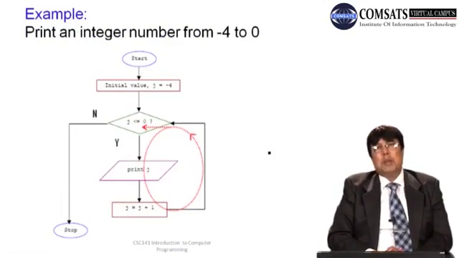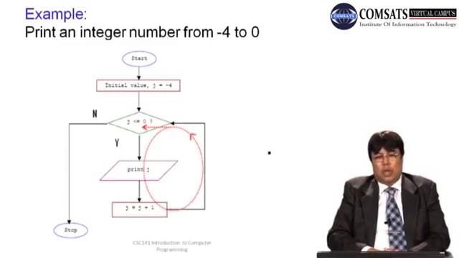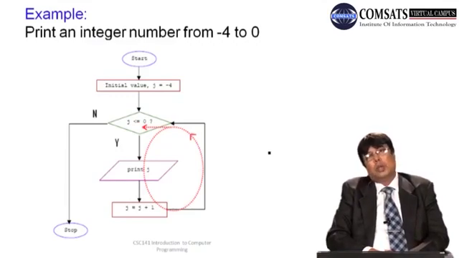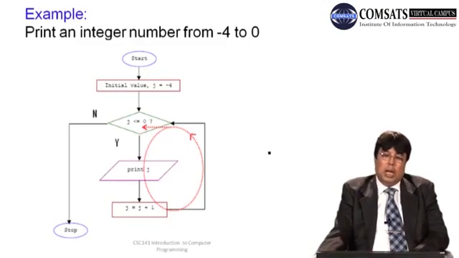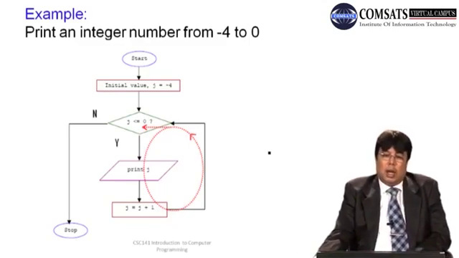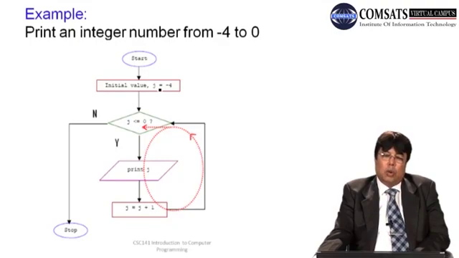So let's put some meaningful data into this flow chart. You want to initialize the value. Suppose we want to print integer numbers from -4 to 0: -4, -3, -2, -1 and 0. You want to print 0 also. Be careful. So we initialize a value j. Suppose j is our variable. We say j is equal to -4. So we have done the first part. We have initialized the value j is equal to -4.